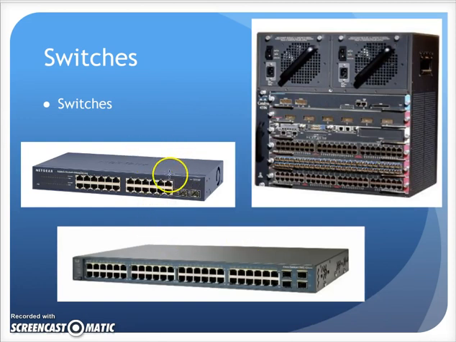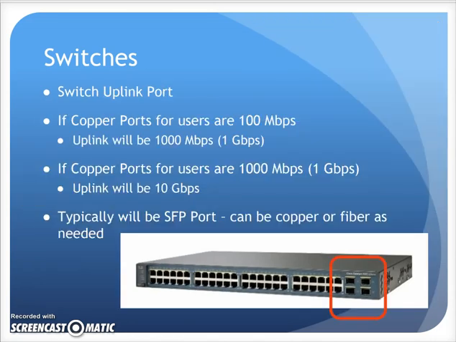Here are various forms of switches: 24, 48, a couple hundred port switches. A reminder on switches too, these far right ports are typically the uplink ports. On the left, these copper ports, if they are 100 meg ports, these uplink ports on the right are typically gigabit, a factor of 10 more. If the ports on the left are gigabit, then the ports on the right are typically 10 gig. These are typically 10 gig uplink ports to accommodate all of these workstations flowing through these ports.